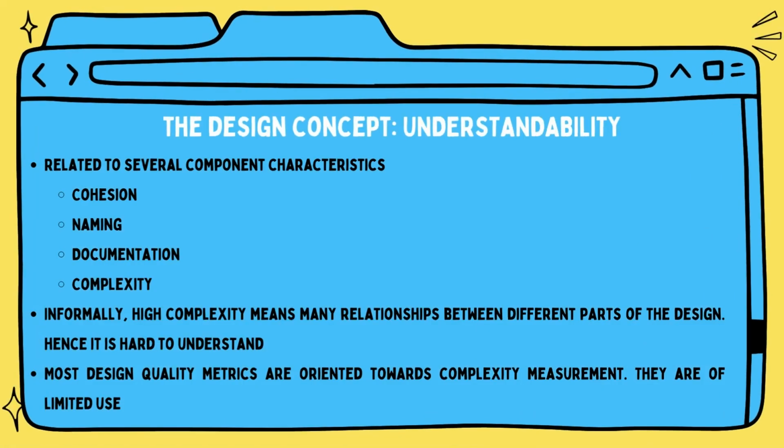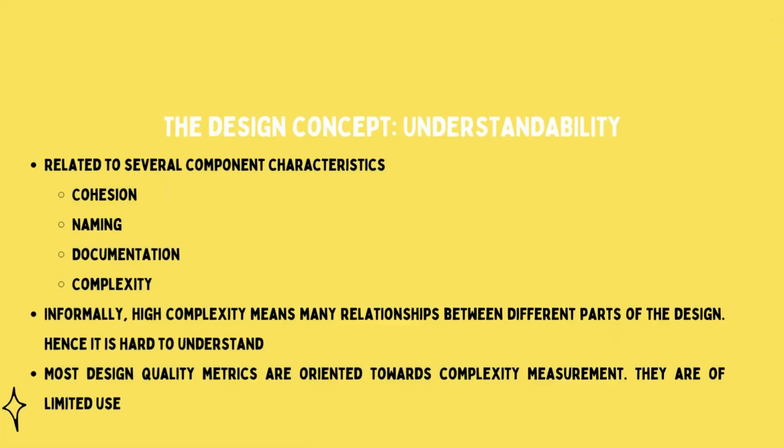Understandability is related to several component characteristics: cohesion, naming, documentation, and complexity. Informally, high complexity means many relationships between different parts of the design. Hence, it is hard to understand. Most design quality metrics are oriented toward complexity measurement. They are of limited use.